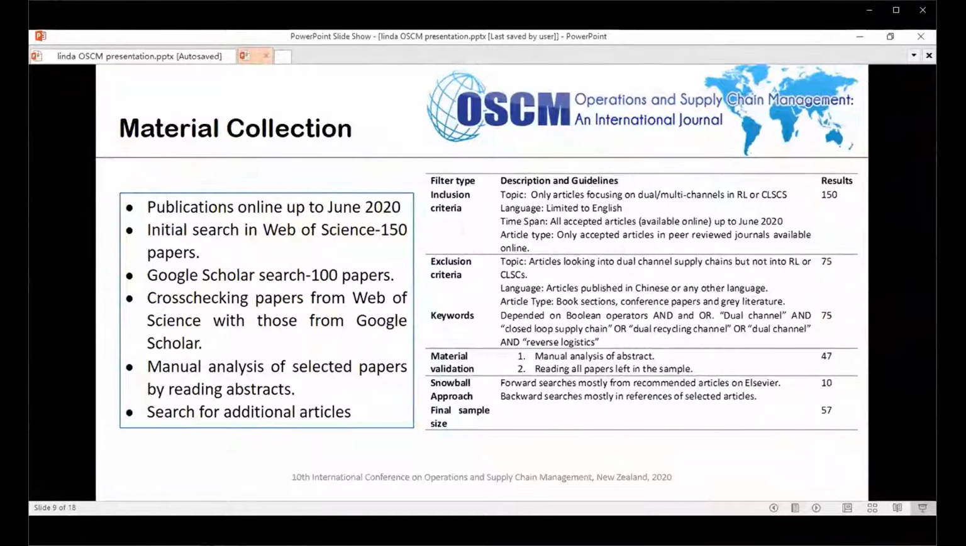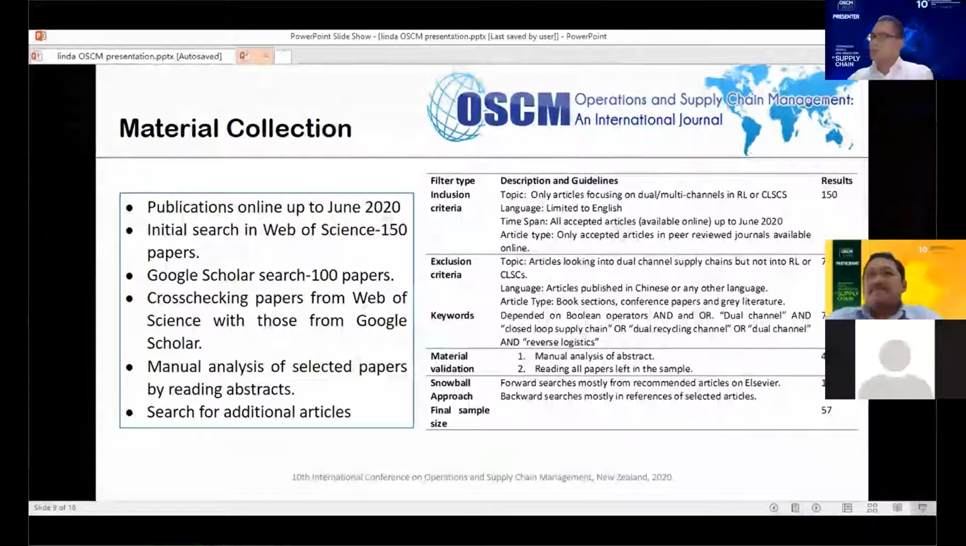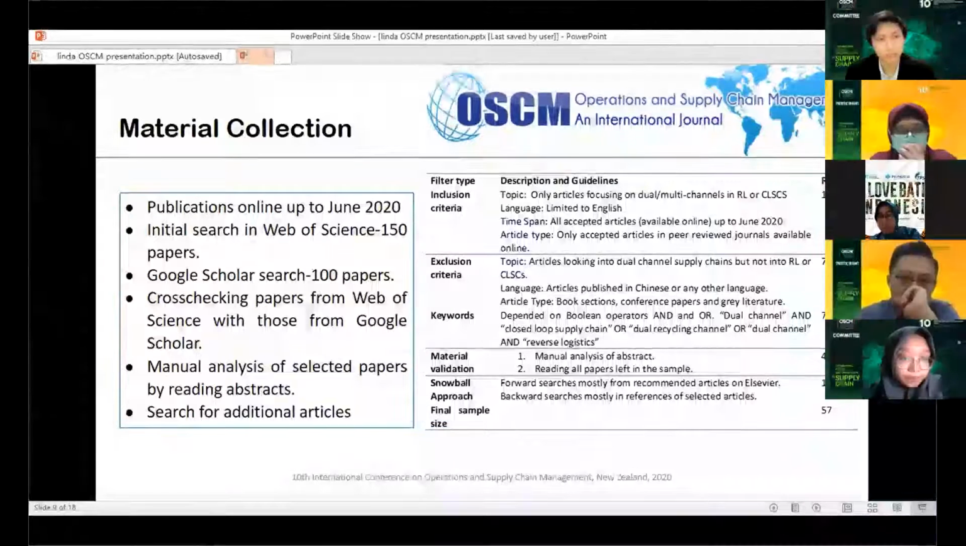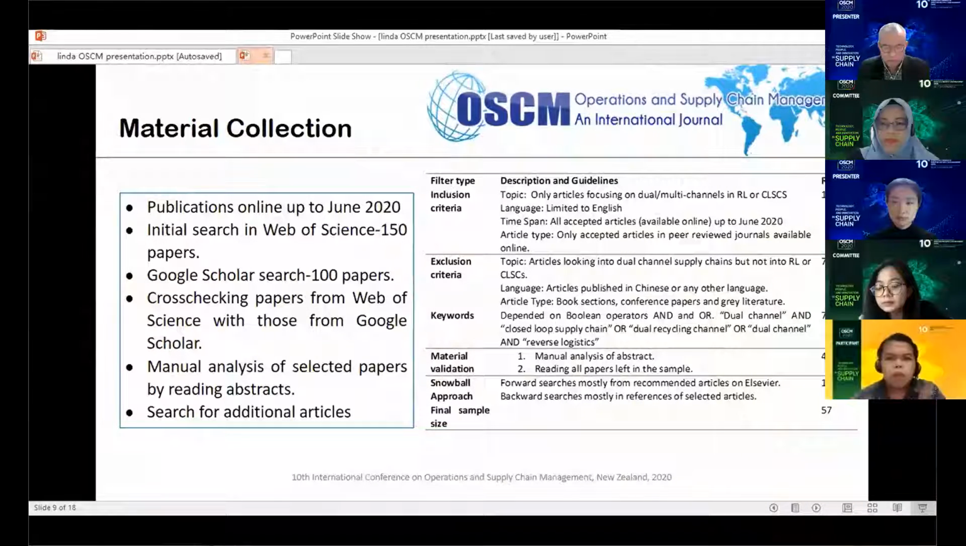To the right of my screen, you can see my review protocol. In my review protocol, my inclusion criteria was only articles focusing on dual or multi-channels in reverse logistics or closed-loop supply chains. My language was limited to English, and the time span, I looked at all accepted articles available online up to June 2020, and the article type was that only accepted articles in peer-reviewed journals available online.